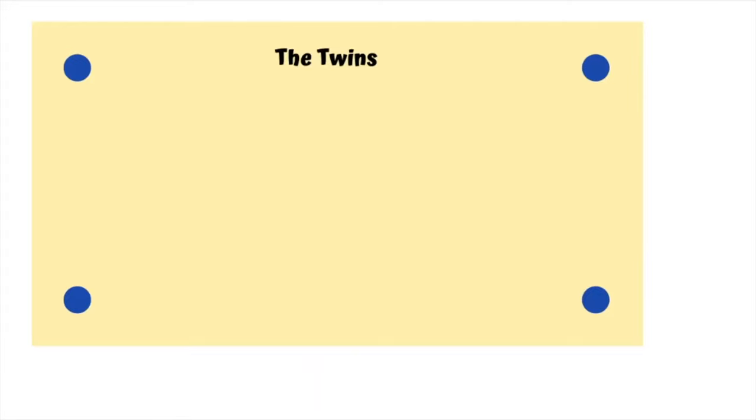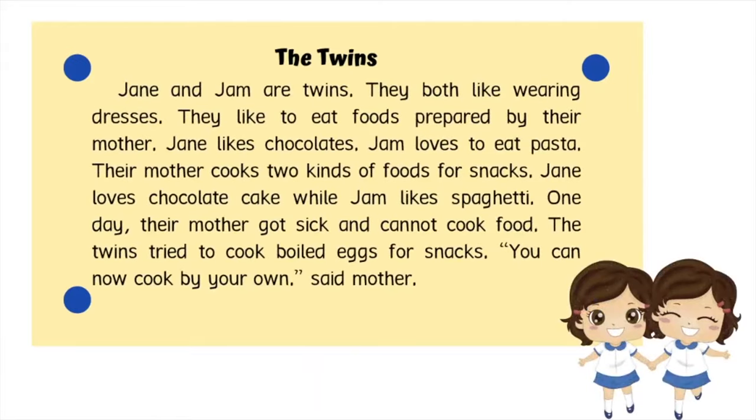The twins. Jhean and Jam are twins. They both like wearing dresses. They like to eat foods prepared by their mother. Jhean likes chocolates. Jam loves to eat pasta. Their mother cooks two kinds of foods for snacks. Jhean loves chocolate cake, while Jam likes spaghetti. One day, their mother got sick and cannot cook food. The two twins tried to cook boiled egg for snacks. "You can now cook on your own," said mother.